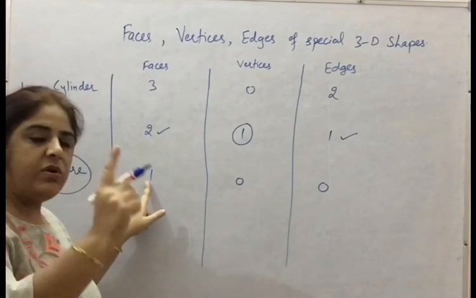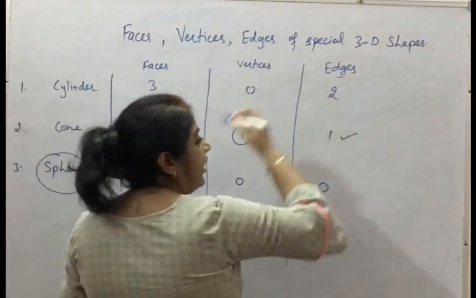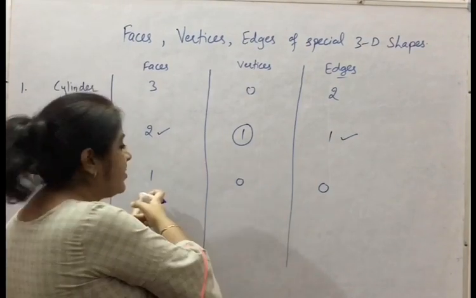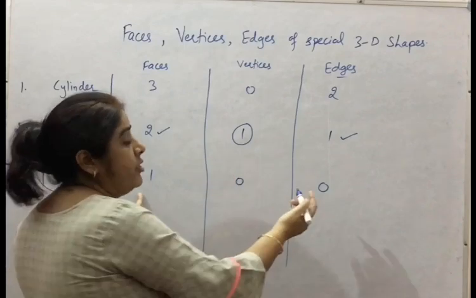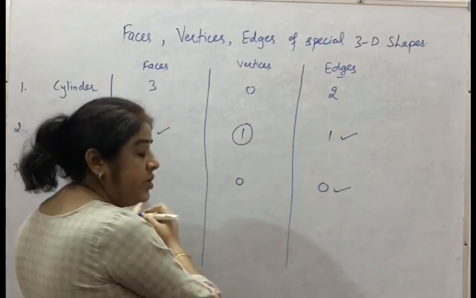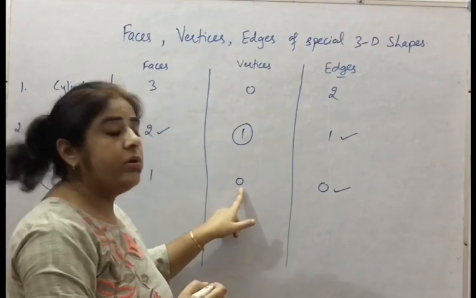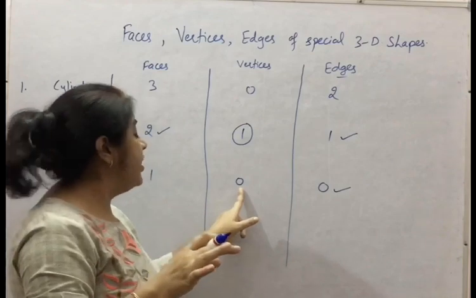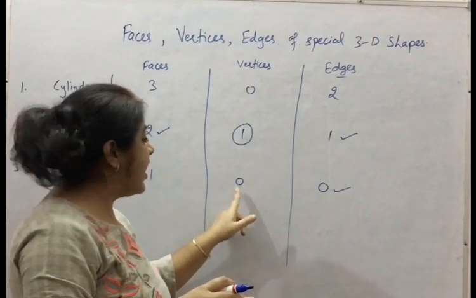1. If we have only 1 face, it means we will not get any edge. Why? Because an edge is where 2 faces meet. If we have a single face, where will the other face meet? Nowhere. So it means we have 0 edges, and the same thing, we have 0 vertices also, because a vertex is where the edges meet, and it means no edges there. So we have 0 vertices.